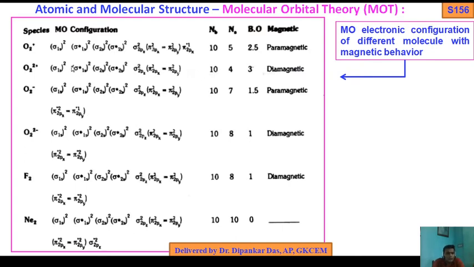Now next, O2 plus. O2 plus is sigma 1s2, sigma star 1s2, sigma 2s2, sigma star 2s2, sigma 2pz2, pi 2px2 equivalent to pi 2py2. Plus 2 means 2 electrons are removed, so these come from pi star 2px and pi star 2py. As you know, the electrons go from antibonding MO.